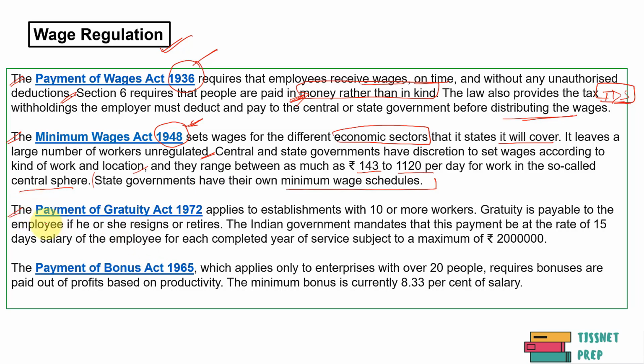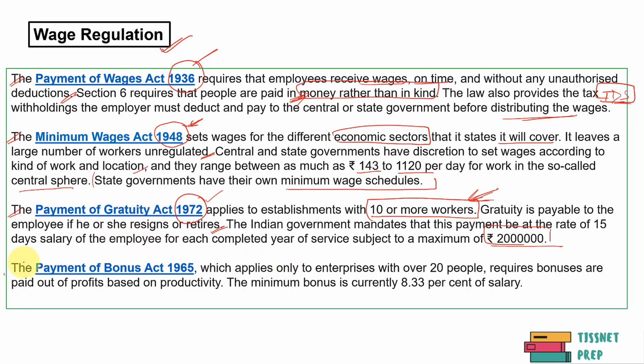Now another important act is the Payment of Gratuity Act 1972. It applies to establishments with 10 or more workers. Gratuity is payable to the employee if he or she resigns or retires. The Indian government mandates that this payment be at the rate of 15 days' salary of the employee for each completed year of service, subject to a maximum of 20 lakhs. Sorry, I said 2 lakhs, it is 20 lakhs. This is not important. You just need to remember when this Payment of Gratuity Act came, what is the minimum number of workers for this act to apply, and what the provisions under this act are.